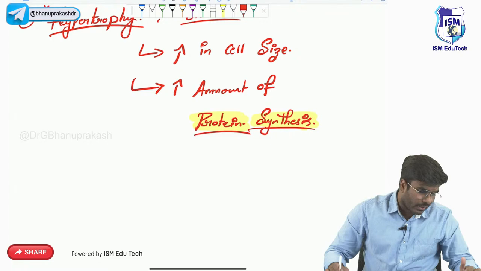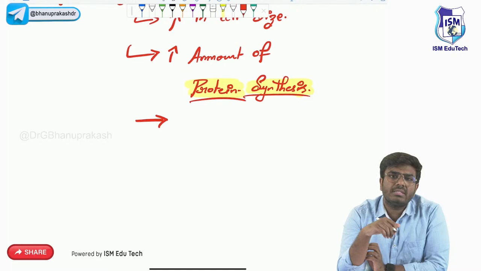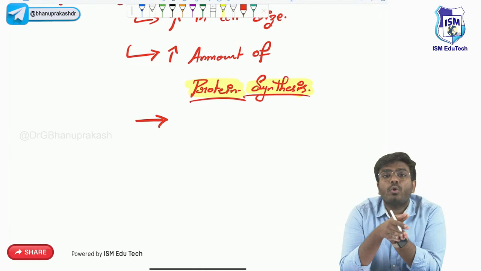So what else will come in your exam? During hypertrophy, protein synthesis is increasing. Actually, you should know something like this. In your cell, there is a nucleus. Inside the nucleus, there is DNA. DNA will undergo transcription. The transcription will be followed by translation. After translation, you will have proteins.